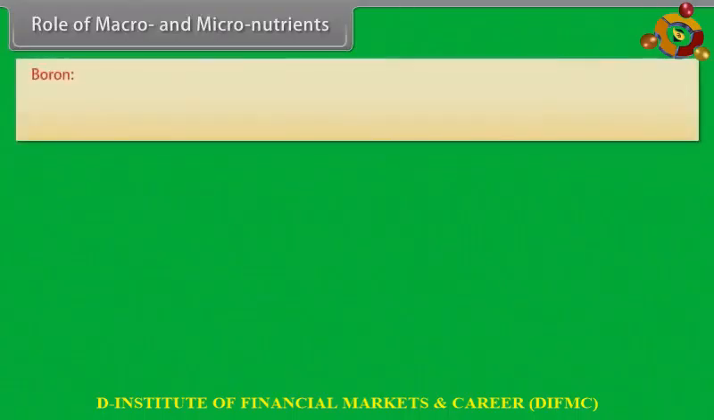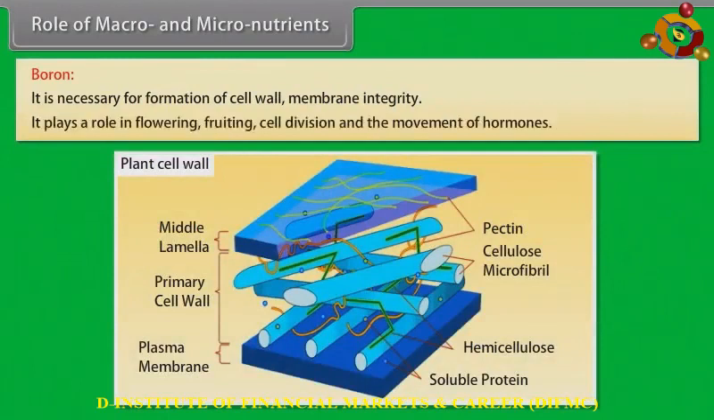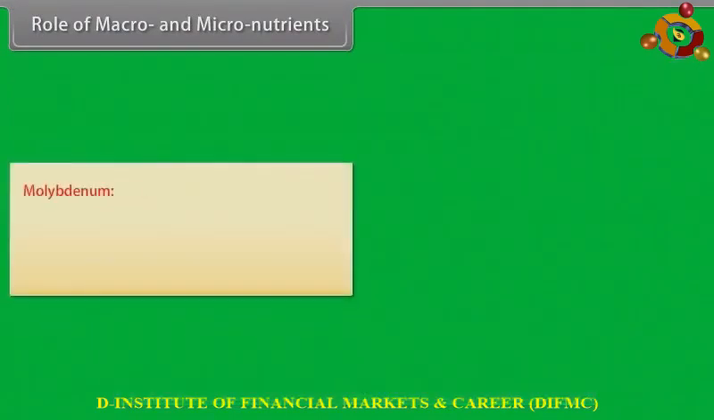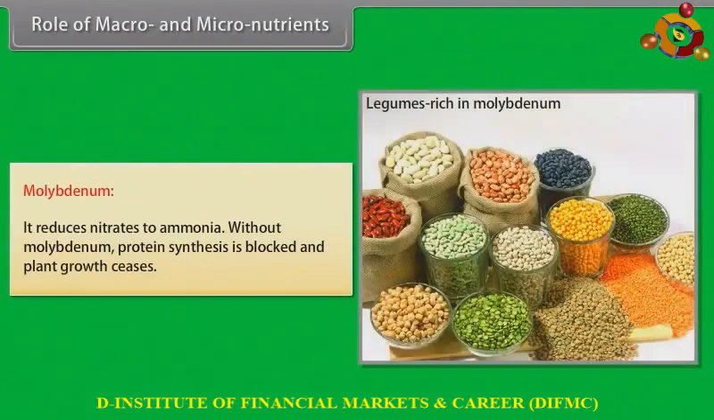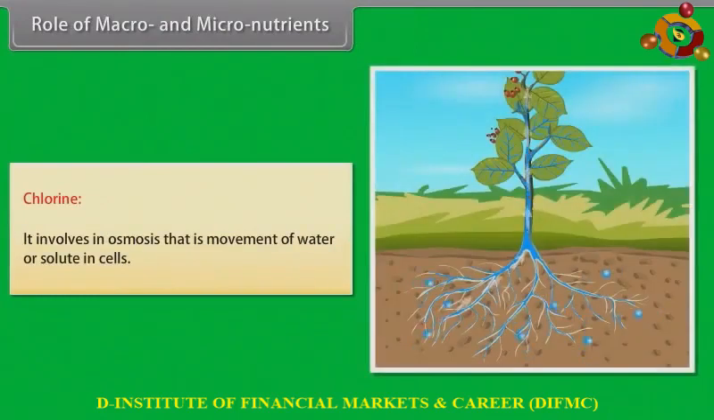Boron. It is necessary for formation of the cell wall and membrane integrity. It plays a role in flowering, fruiting, cell division and the movement of hormones. Molybdenum. It reduces nitrates to ammonia. Without molybdenum, protein synthesis is blocked and plant growth ceases. Chlorine. It is involved in osmosis, that is, movement of water or solutes in cells.